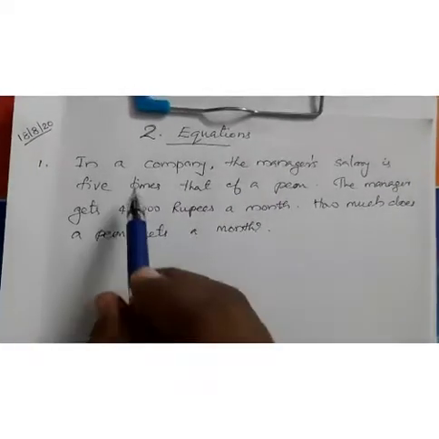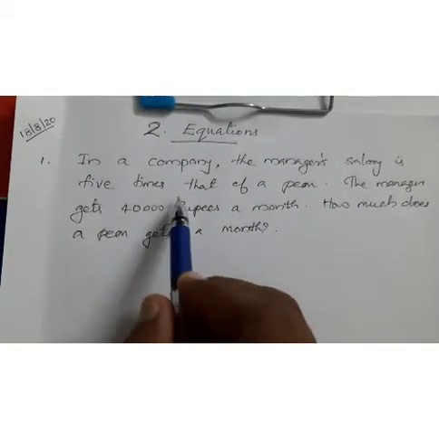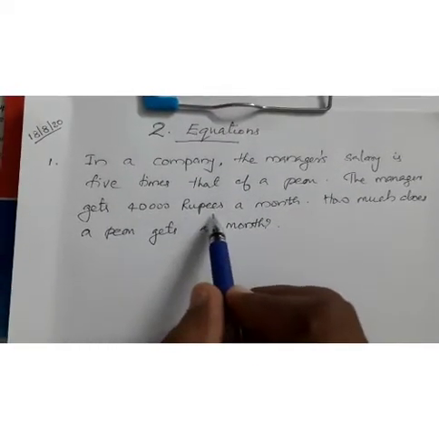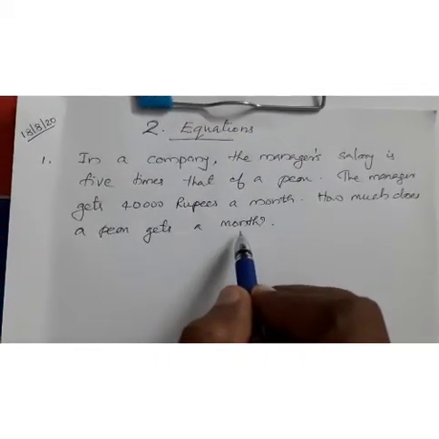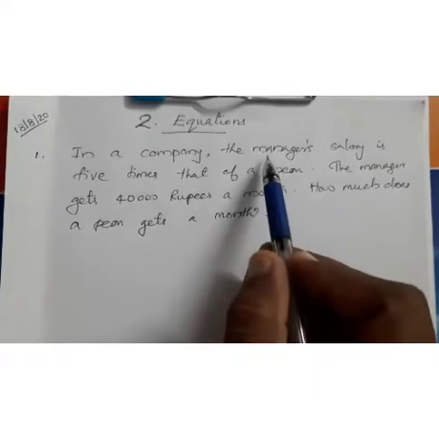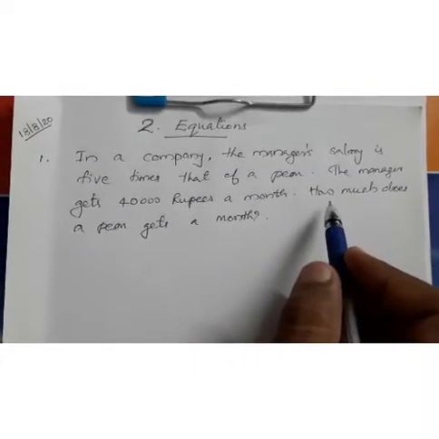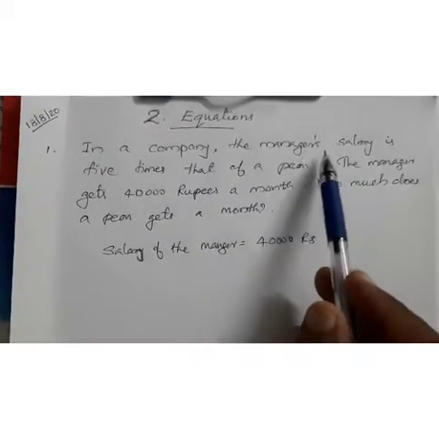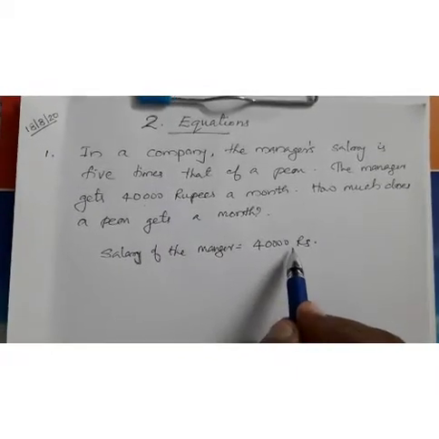See the question. In a company, the manager's salary is 5 times that of a peon. The manager gets 40,000 rupees a month. How much does the peon get a month? So the manager's salary is given here. You have to find out the salary of the peon. So write down, salary of manager is 40,000 rupees.